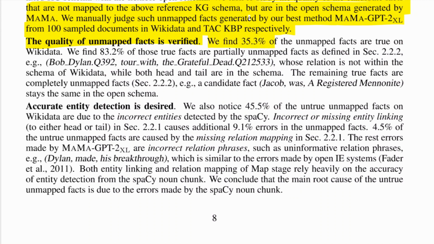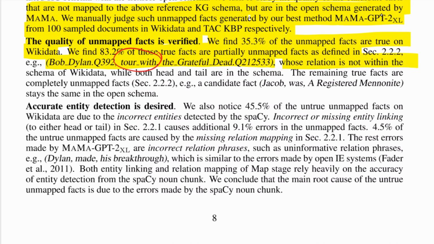We find that 35.3% of the unmapped facts are true on Wikidata. We find that 83.2% of those true facts are partially unmapped facts. For example, Bob Dylan tour with the Grateful Dead. And here, this really isn't in the schema, right? This is a nice relation that you might think humans would miss, because touring with someone is not the first thing that would come to mind if you had to come up with a bunch of relations between entities, but it is something that is regularly used for musicians. So that is an application where certainly an automated system can even extend the schema, right?